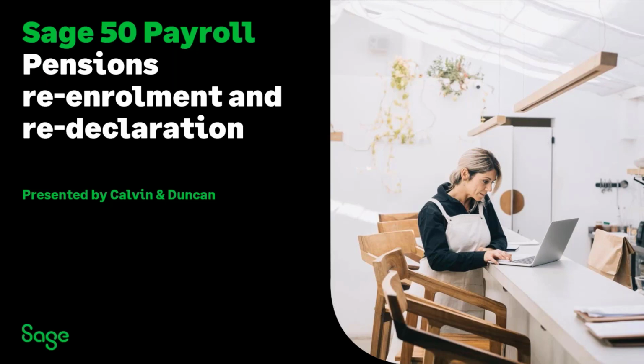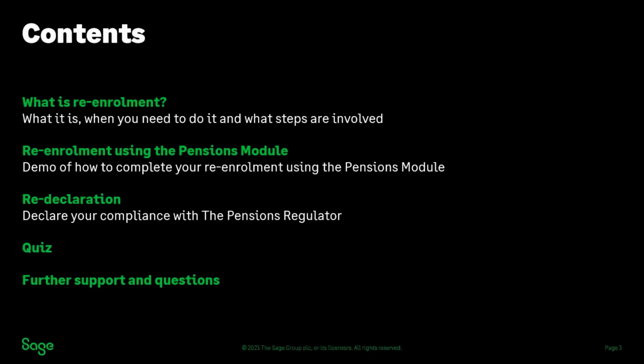So we'll have a quick look now at what we'll be covering in today's session. Firstly, I'll be taking you through what is re-enrollment: what it is, when you need to do it, and what steps are involved. We'll also be having a quick look at the manual process. I'll then be handing over to Duncan, who will be taking you through re-enrollment using the pensions module for those pension module users today. So he'll be demoing how to complete that re-enrollment using that pension module itself.